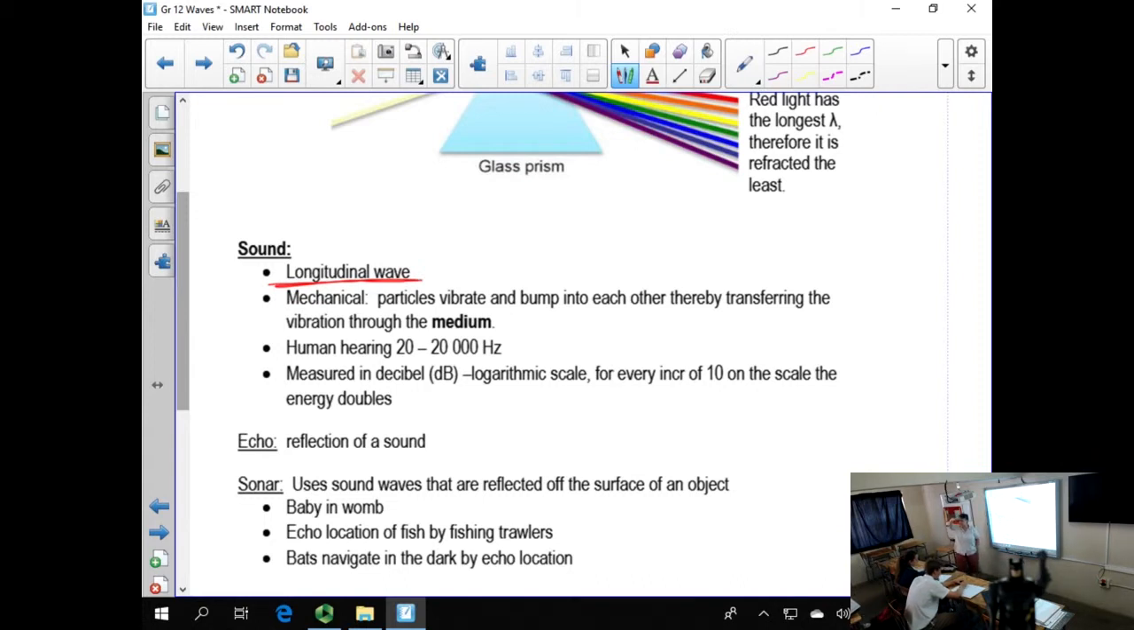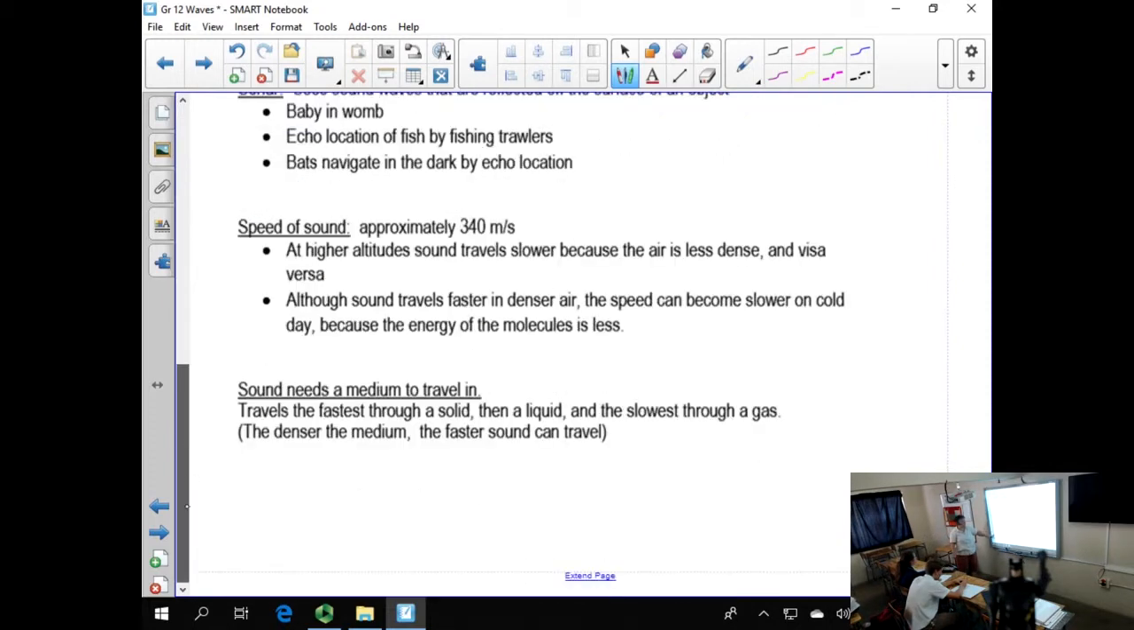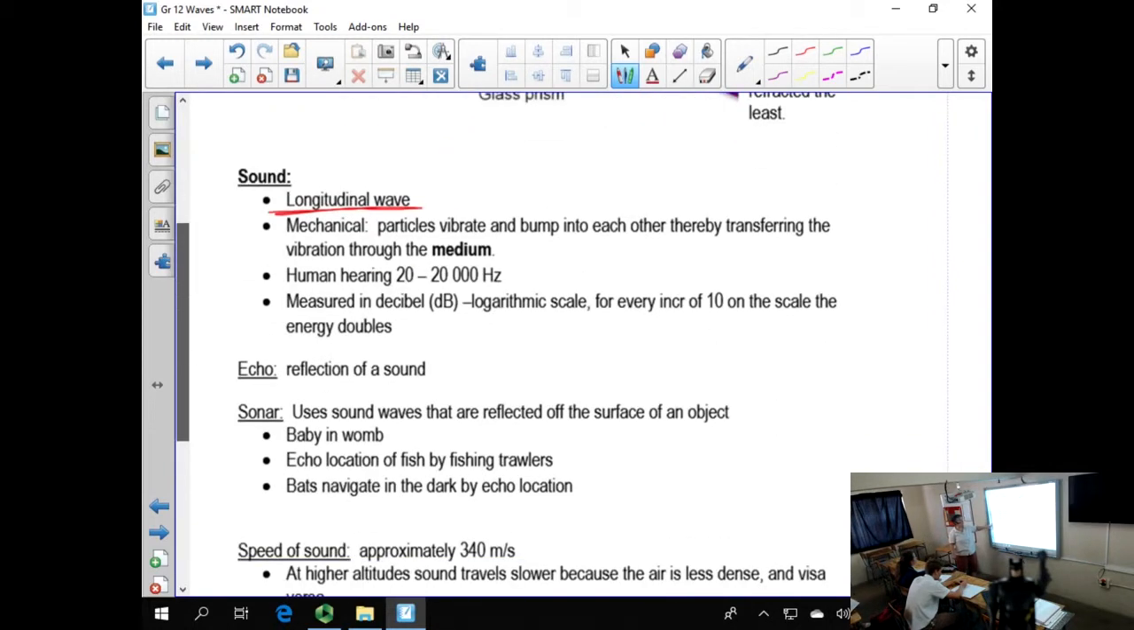Can you remember when we did wavelength and amplitude? We had a look at the wavelength and amplitude of a longitudinal wave. We also say sound is a mechanical wave. It differs from X-rays and ultraviolet light and visible light in the sense that for sound, we specifically need a particle that vibrates and bumps into something else to transfer the vibration.